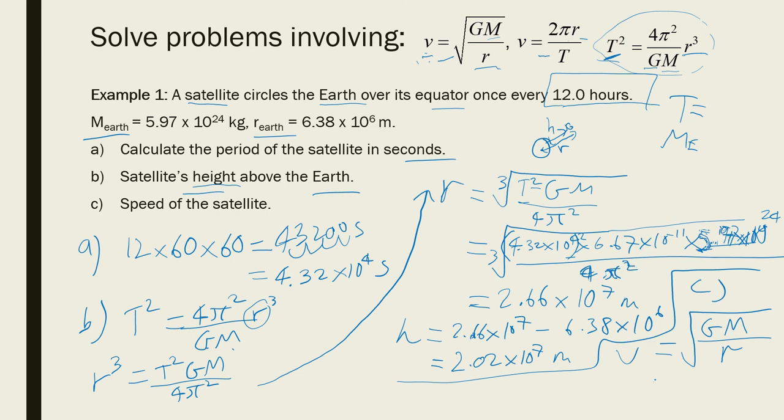So if we substitute in our unknown numbers, we know that universal constant is 6.67 times 10 to the negative 11. We know the mass of the Earth, etc., etc. I don't have enough room, but if we type that into our calculator, we'll get the speed of the satellite is moving at 3.87 times 10 to the 3 meters per second.